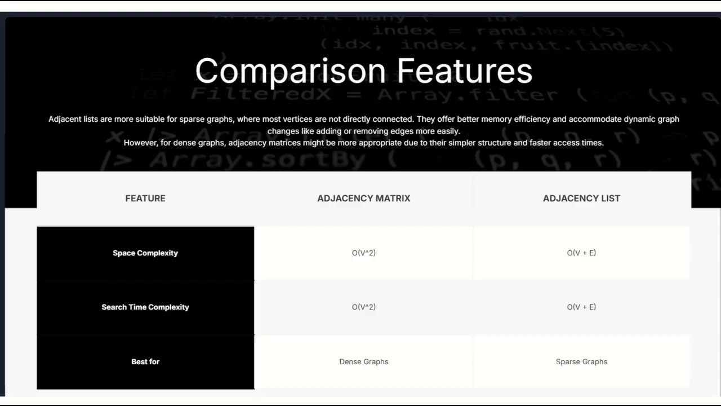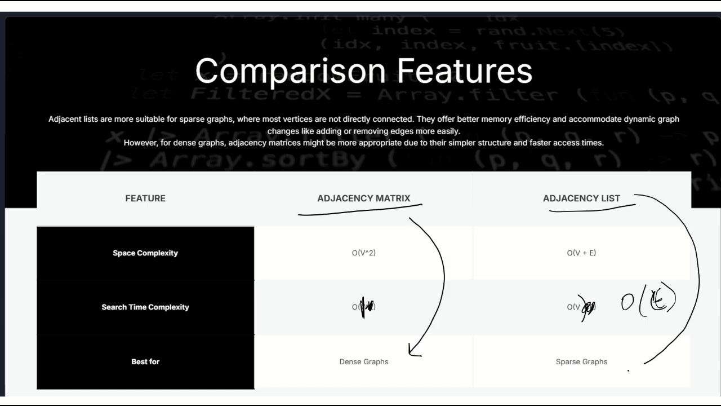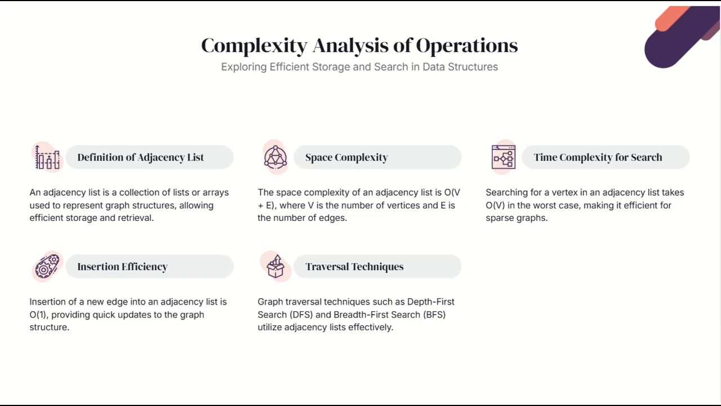We have already discussed that it is order of E to search whether an edge is present and order of V to search whether a vertex is present. Now, the adjacency matrix is best for dense graphs, as the adjacency list is best for sparse graphs. This point needs to be clearly noted. We have also discussed the space complexity analysis of different operations. Now, the definition of an adjacency list: it is a collection of lists or arrays, with order of 1 for inserting an element.